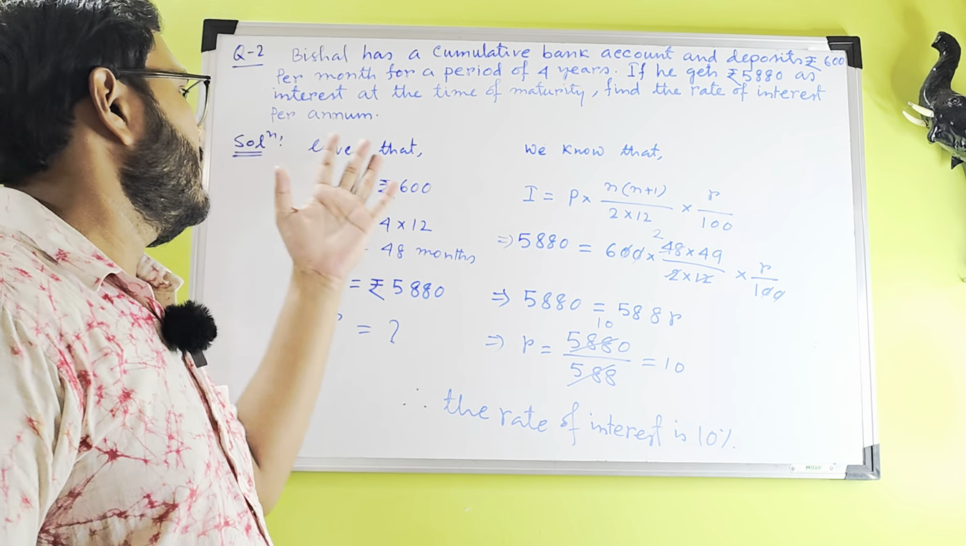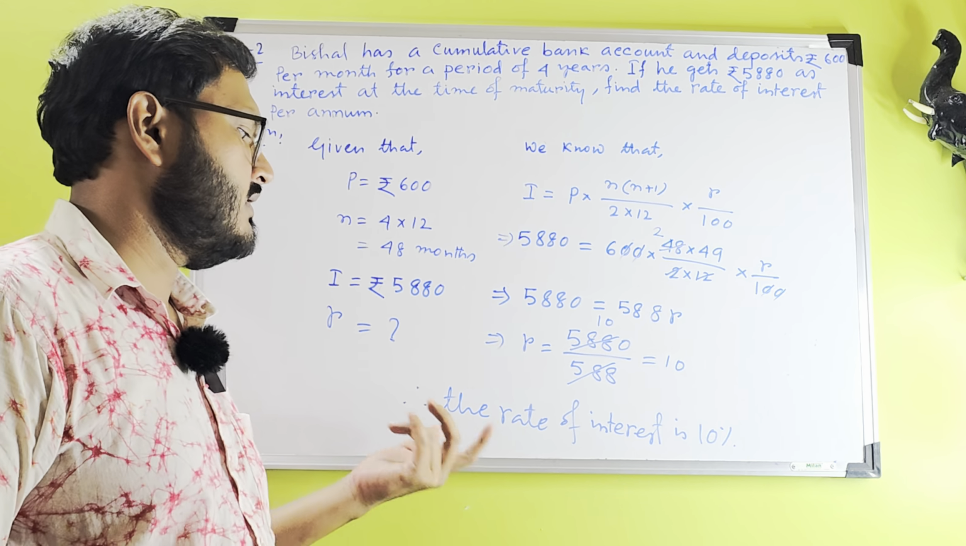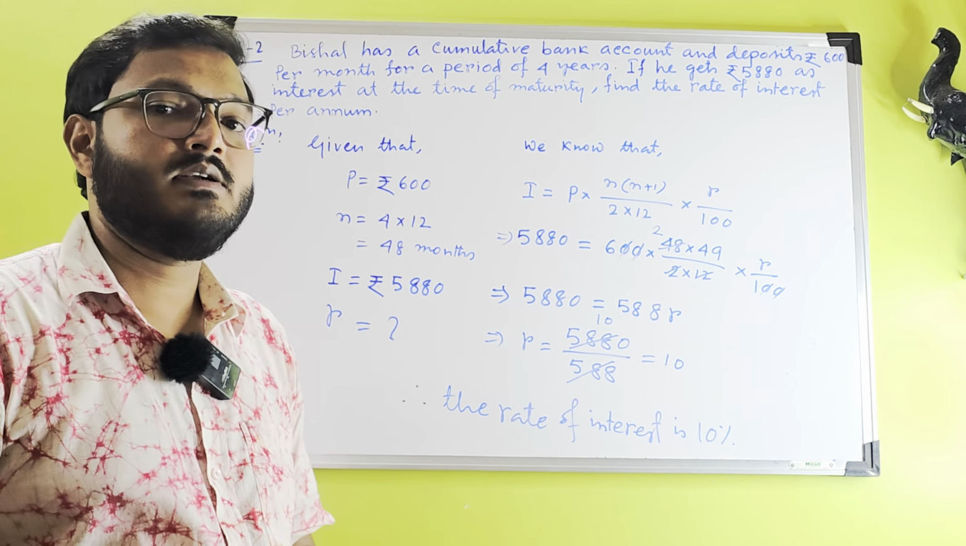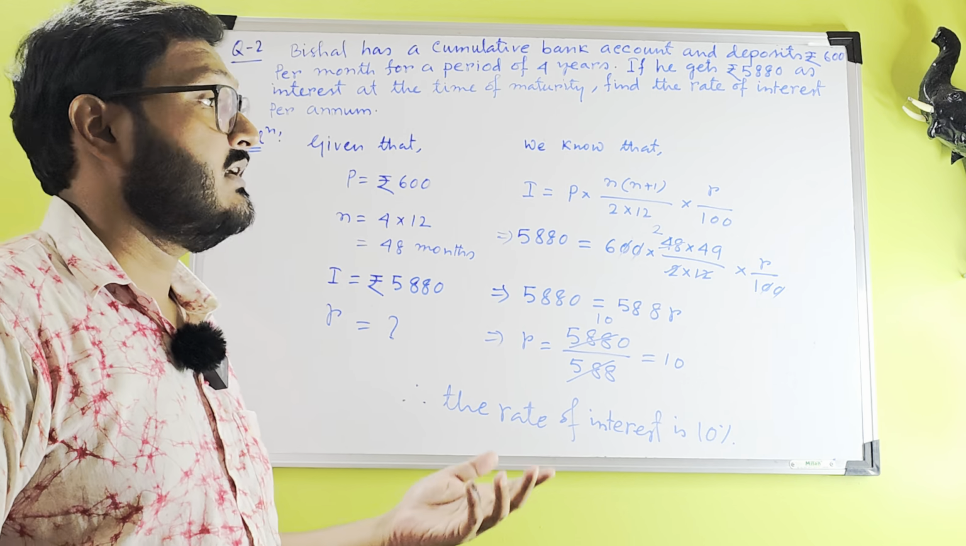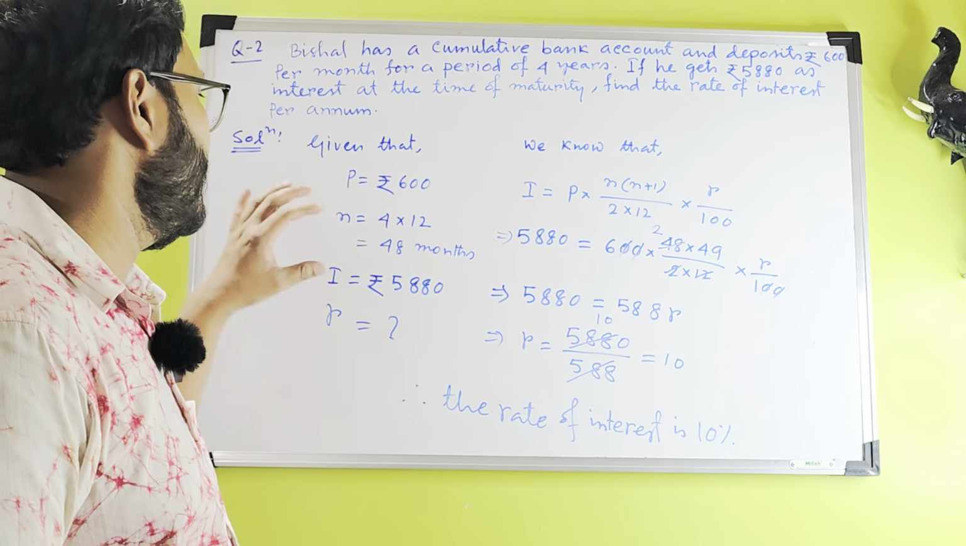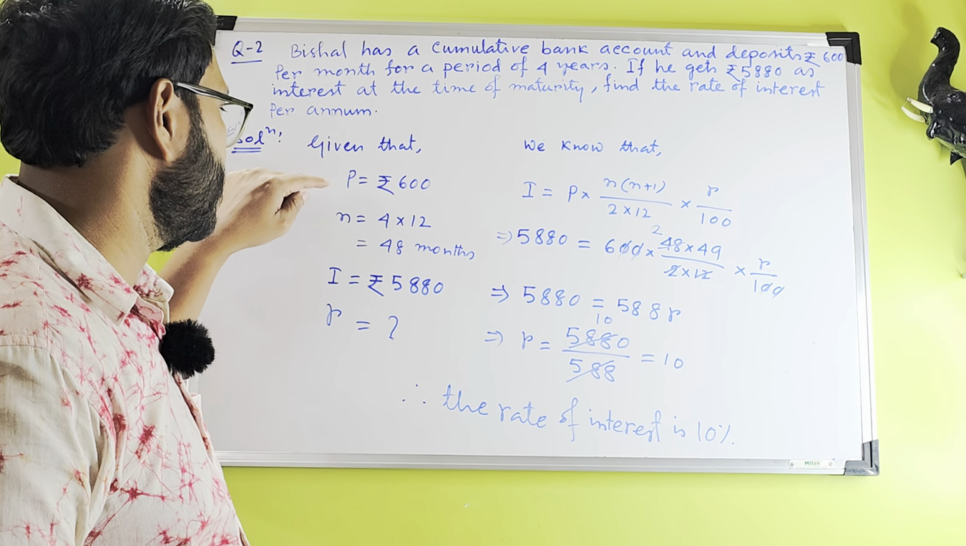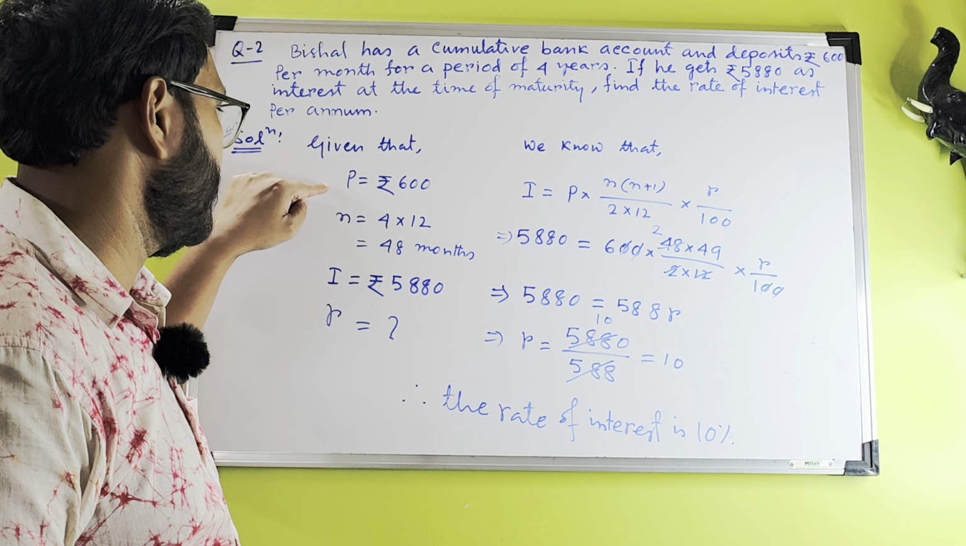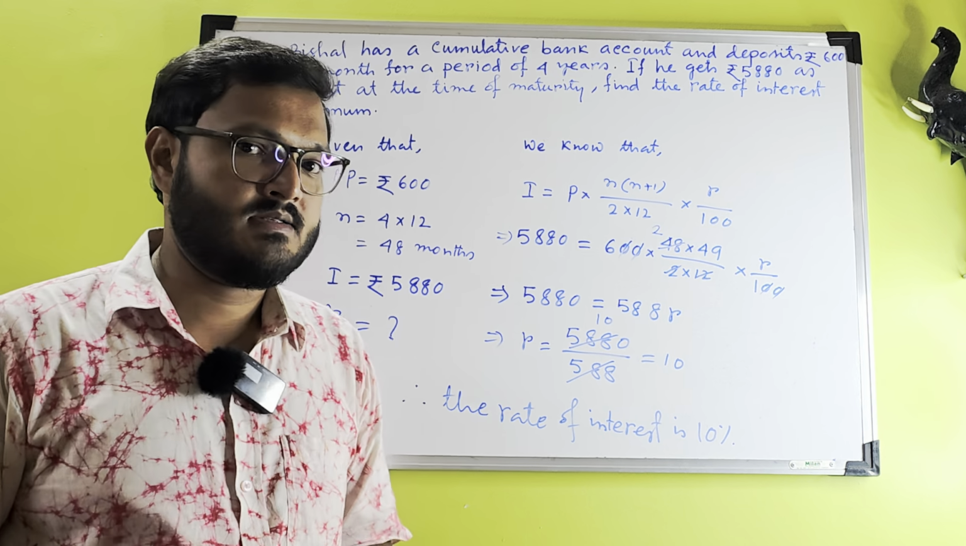So very easy sum. It was three things are given. We have to find out R. So I hope it's clear to all of you. Next, jump to the next sum where we will find this one P.